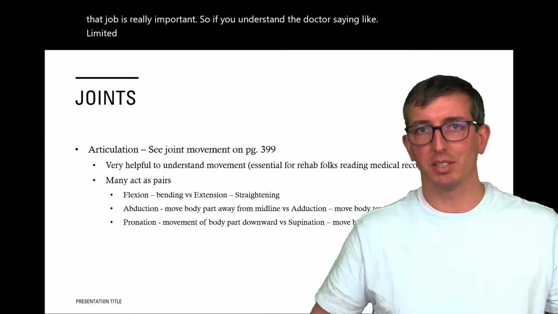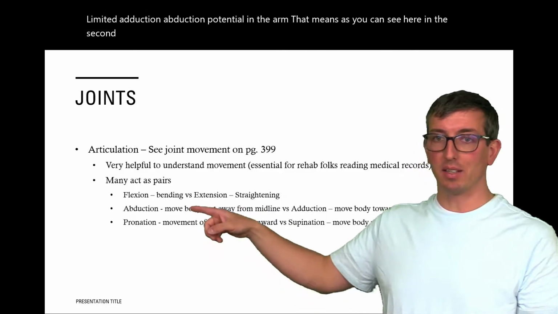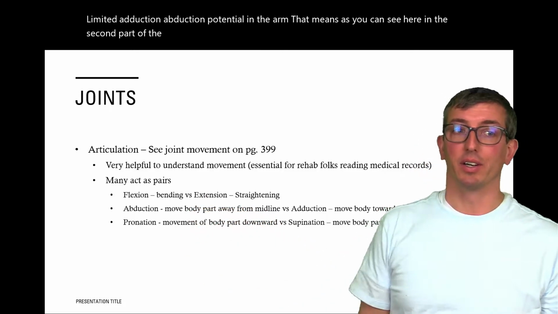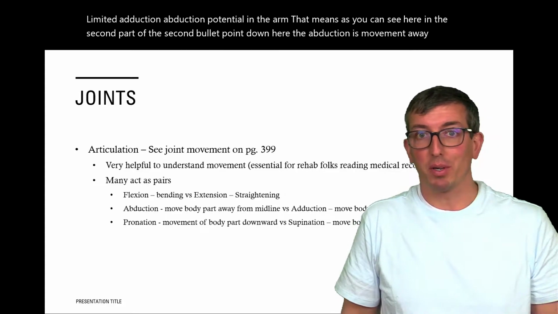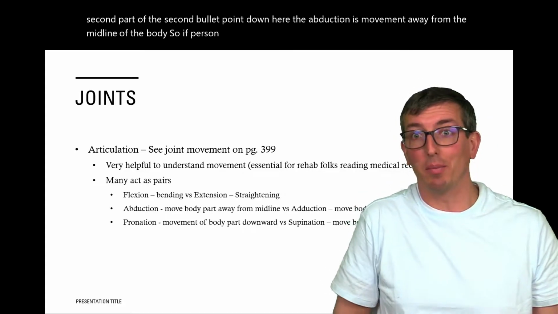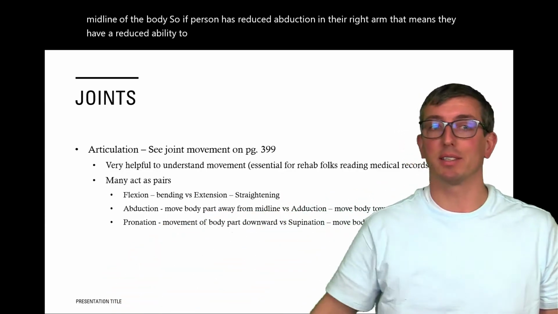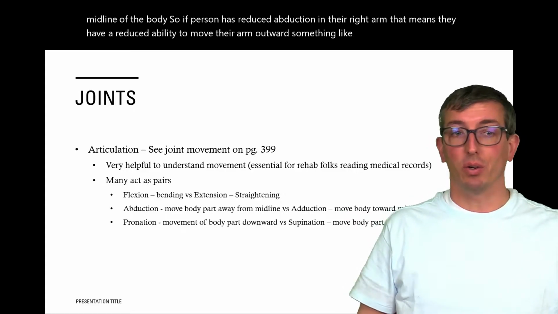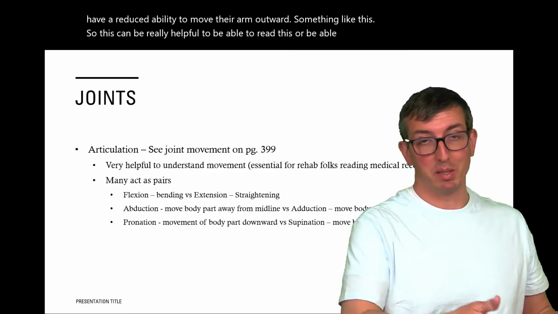So if you understand the doctor saying limited abduction potential in the arm, that means, as you can see in the second bullet point down here, abduction is movement away from the midline of the body. So if a person has reduced abduction in their right arm, that means they have a reduced ability to move their arm outward, something like this. This can be really helpful, to be able to understand these terms so you can read them in a medical record.